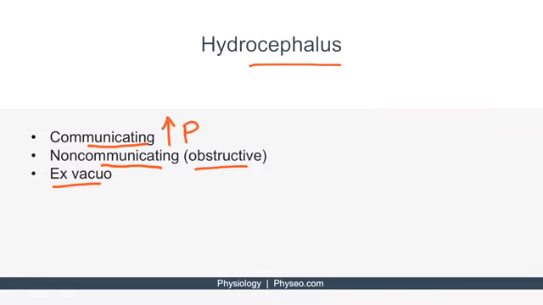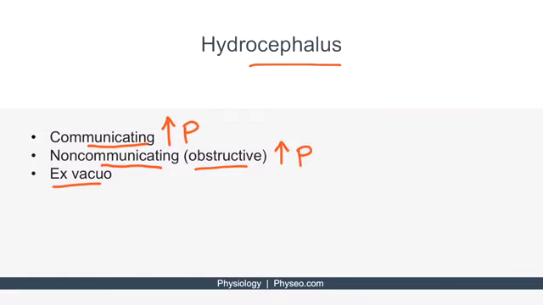So increased pressure. Non-communicating hydrocephalus refers to the idea that there is an obstruction within the ventricular system. In other words, the ventricles are not communicating with each other, hence the name non-communicating hydrocephalus. This type of obstruction also results in dilated ventricles and increased intracranial pressure.